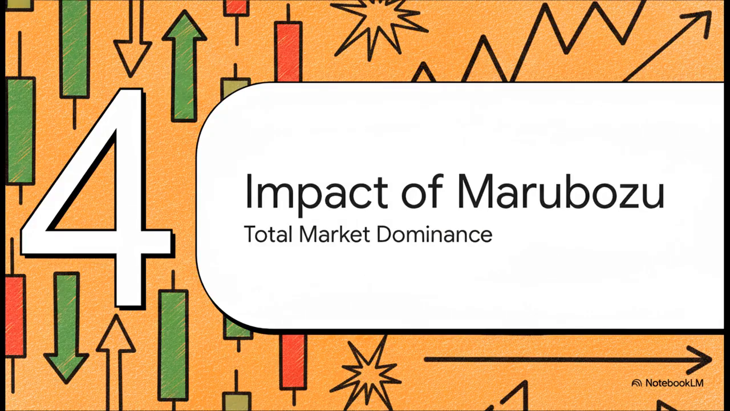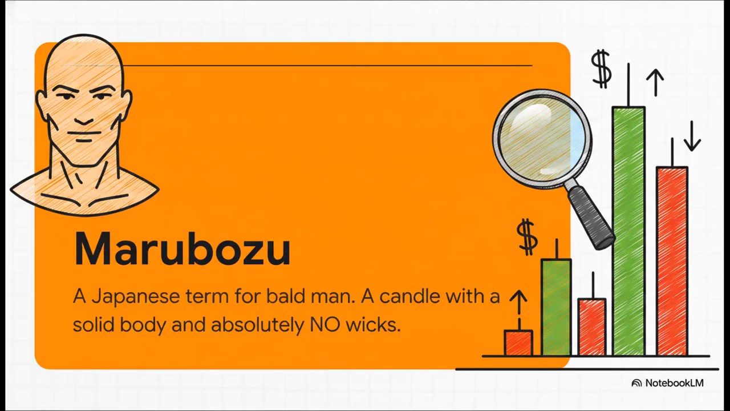Section 4. The impact of Marubozu. Total market dominance. Let's shift gears from long wicks to absolute extremes. Meet the Marubozu. In Japanese, this translates to bald man or dominance. This is a candlestick with a massive, long, solid body and absolutely 0 wicks, or maybe really tiny ones.